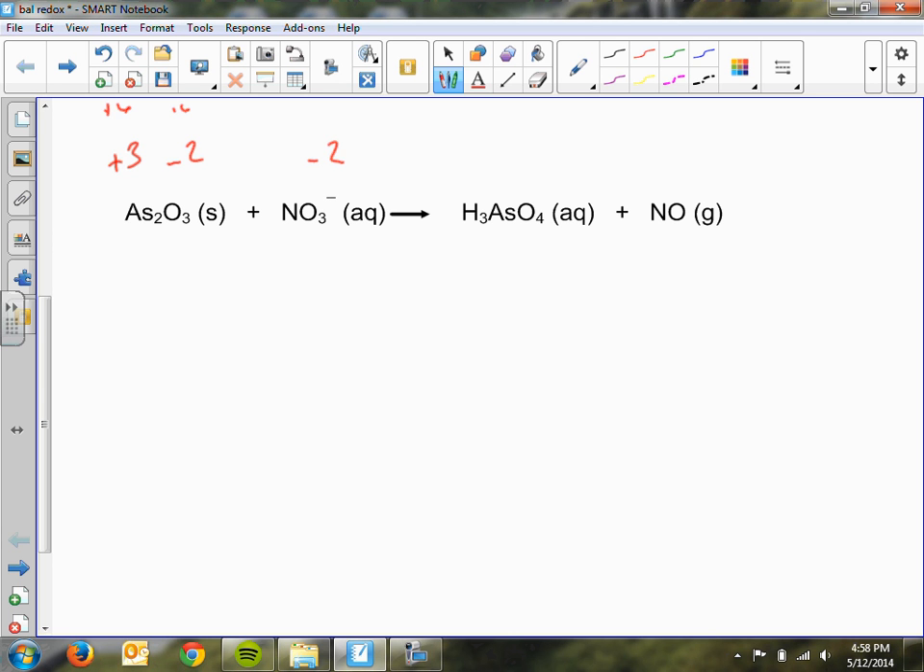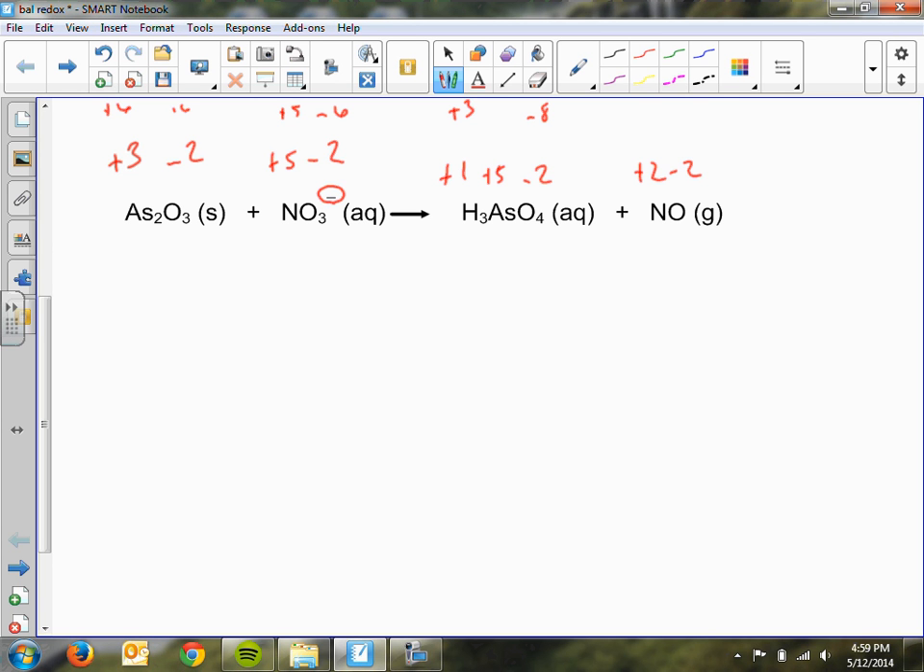Oxygen is -2, so the nitrogen has to be +5, because you have a total of -6 from the O, +5 would equal -1, the charge on the ion here. This hydrogen is +1, oxygen -2, so if you have -8 and +3, you end up with a +5 for the As in the product. Nitrogen +2 and oxygen -2.